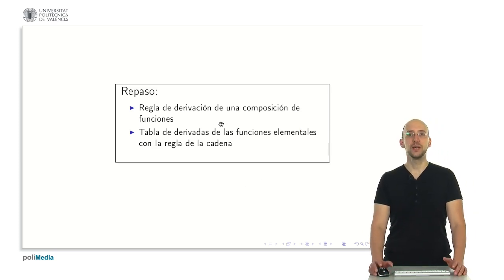We've organized a table of derivatives that includes a specific function g of x, allowing us to apply the chain rule effectively. I trust that all of this information has proven to be helpful for you.